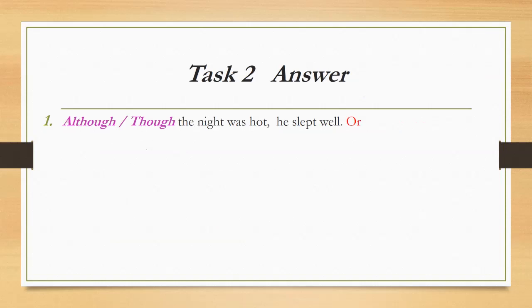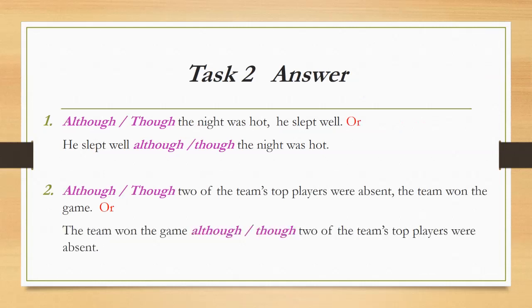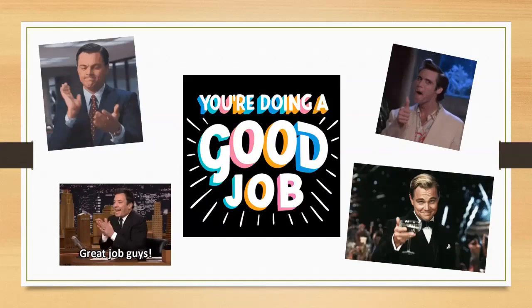All right, let's check the answer. The first one is: Although the night was hot, he slept well. Or: He slept well, although the night was hot. Two: Although two of the team's top players were absent, the team won the game. Or: The team won the game, although two of the team's top players were absent. Good job.